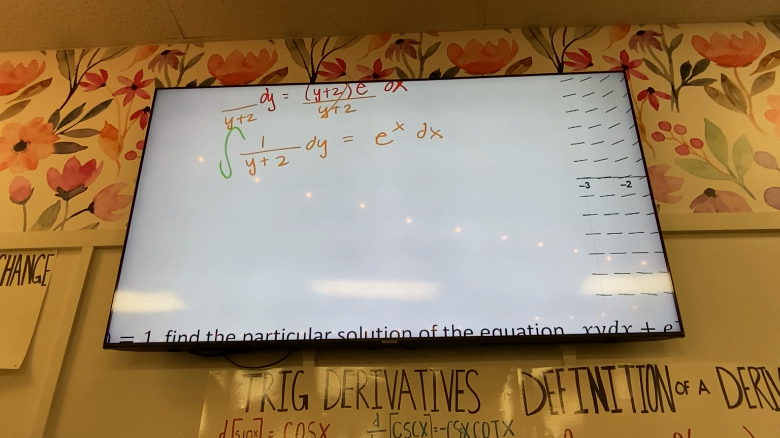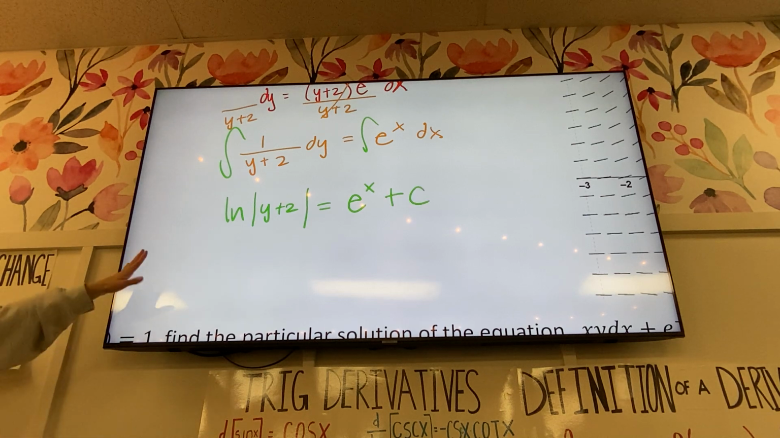All right, so when I integrate this, what's the integral of 1 over y plus 2? Ln of y plus 2. And the derivative of y plus 2 is 1, so you don't really have to account for anything, so we're good to go. Like your du would just be dx. All right, what's the integral of e to the x? E to the x, and then plus c.